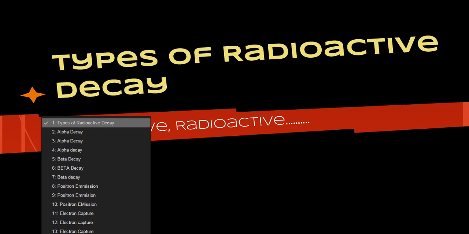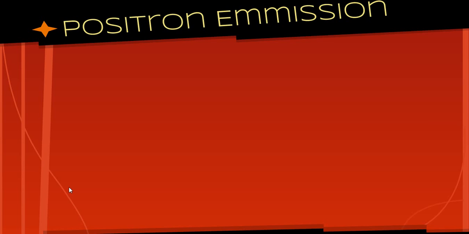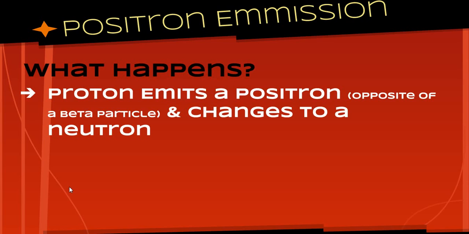For this particular video, in part 3, we are going to talk about positron emission. So in positron emission, what's going to happen is the proton is going to emit a positron, which is the opposite of a beta particle, which was the second video. And it's going to change it into a neutron. So basically this is the exact opposite of beta decay, positron emission. So the proton changes into a neutron.